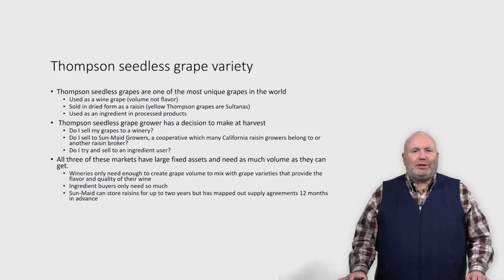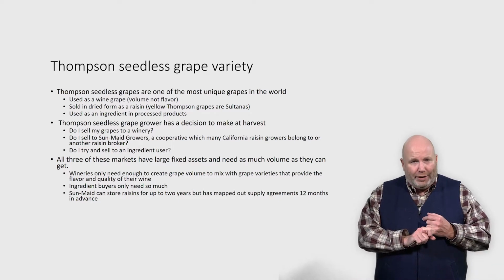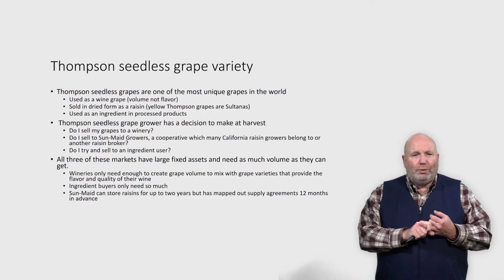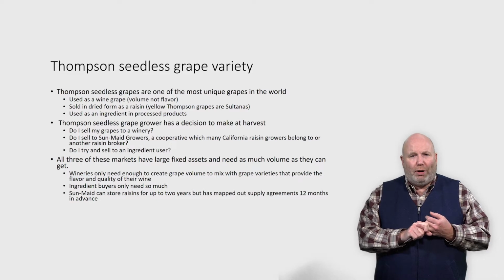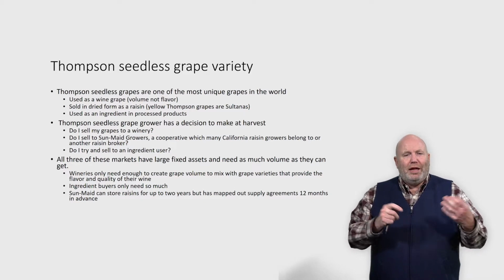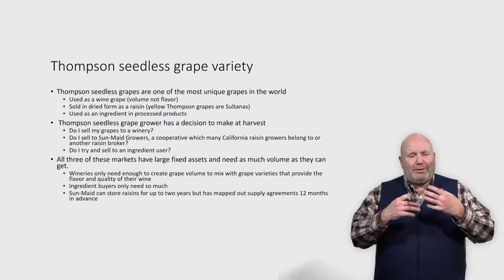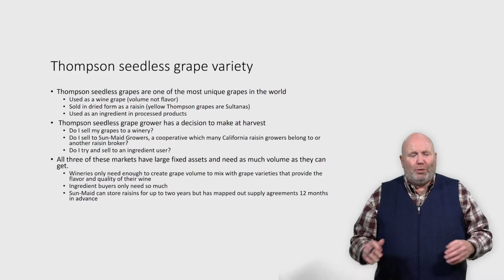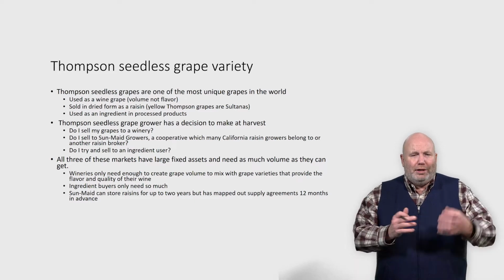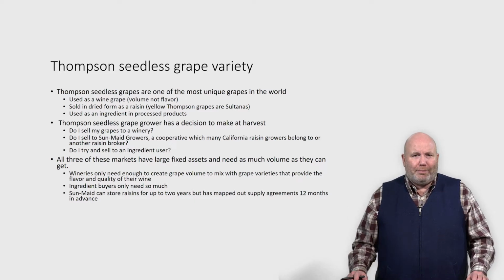So the Thompson seedless grape grower has a decision to make at harvest. Do I sell my grapes to a winery? Do I sell to Sun-Maid Growers, which is a cooperative which many California raisin grape growers belong to? Or should I find another raisin broker around Fresno or Sacramento? Or do I try to sell this directly to an ingredient user? That market is very small, and once that market is full, no one else will buy ingredients. So it's kind of hit and miss with the ingredient buyers.